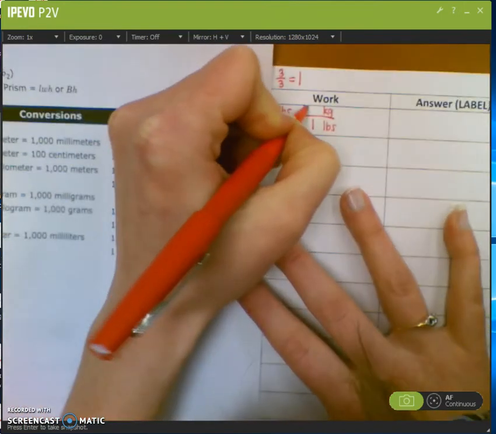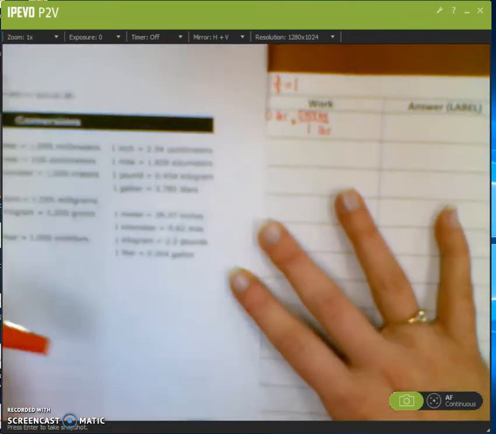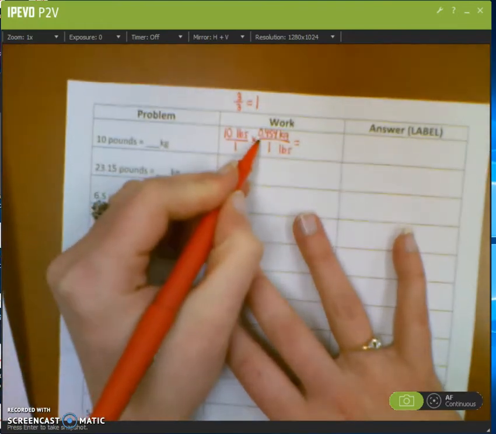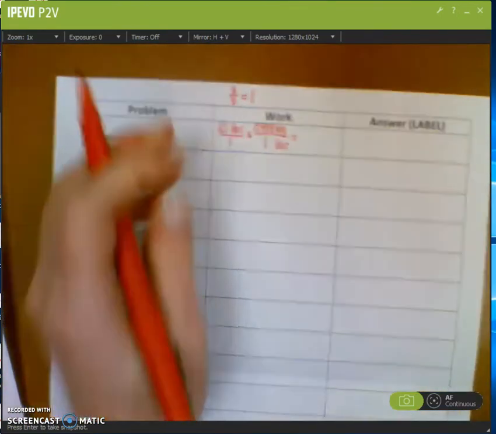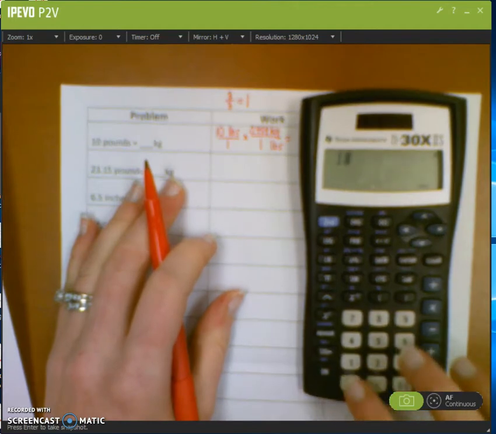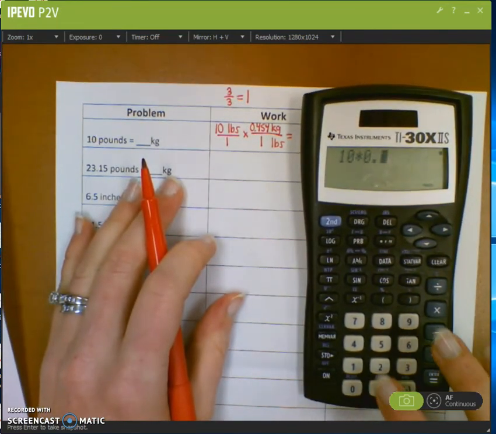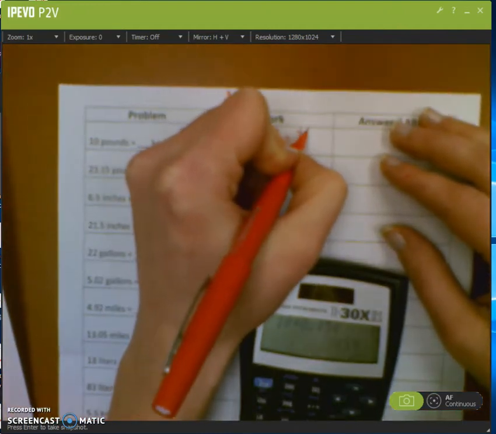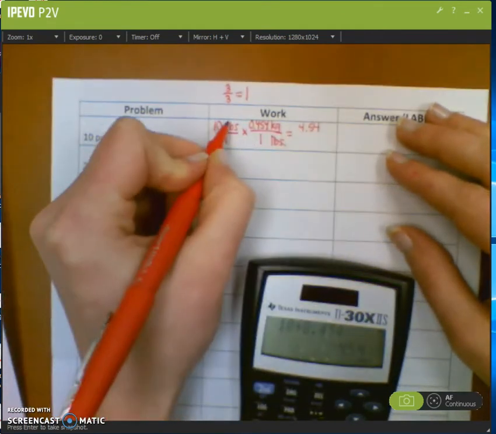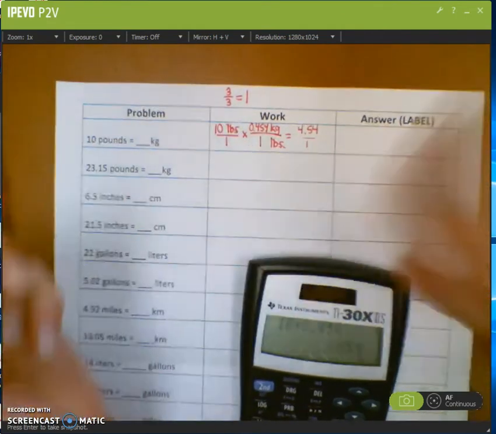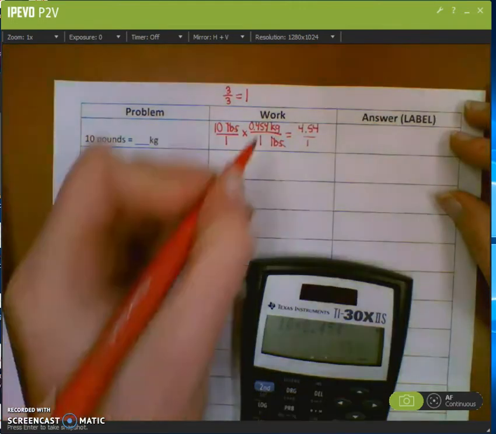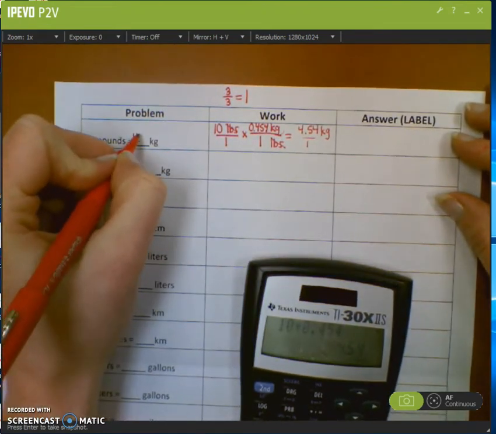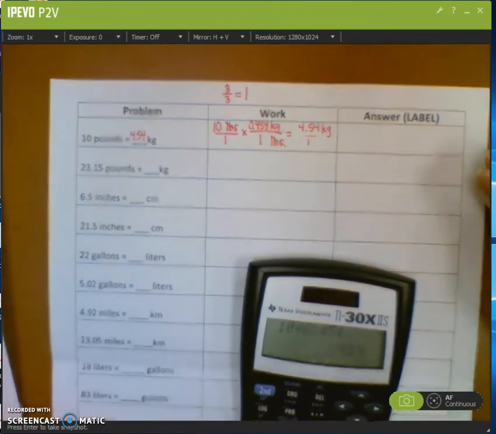So I'm going to put 0.454 kilograms. Now, just like a fraction, this is like over 1. I'm going to come straight across: 10 times 0.454. Using my calculator, I get 4.54. My pounds cancel out. 1 times 1 is just 1, and anything over 1 is itself, so I can almost ignore that. I'm left with kilograms as my answer. So I get 4.54 kilograms as my answer.